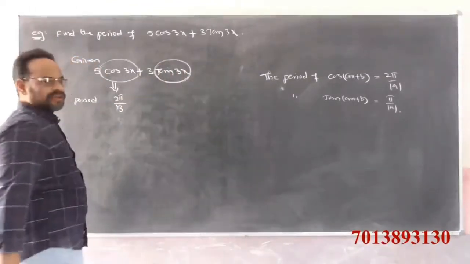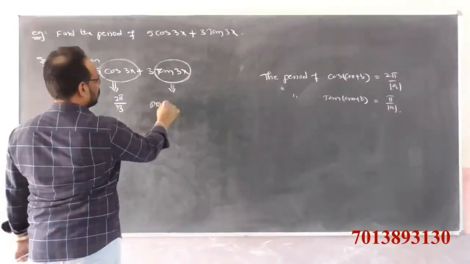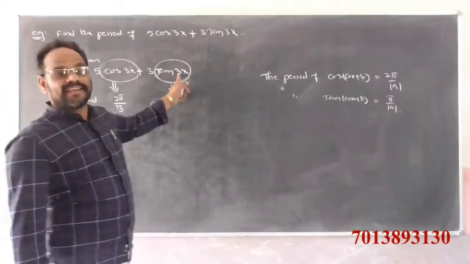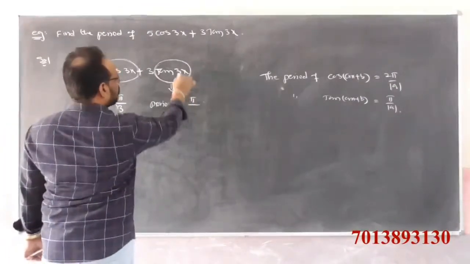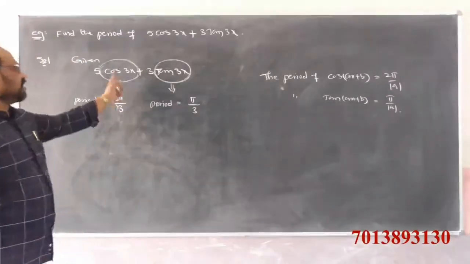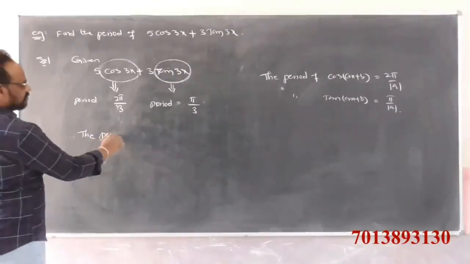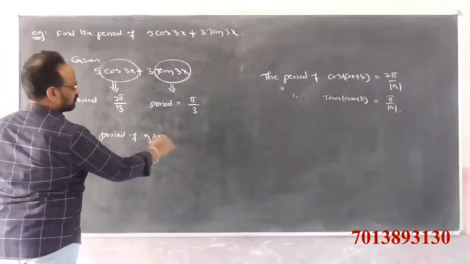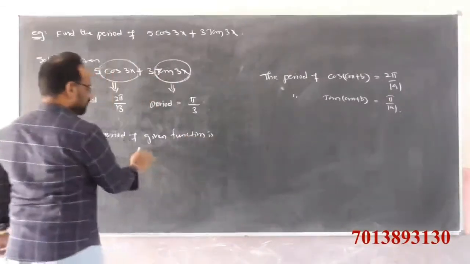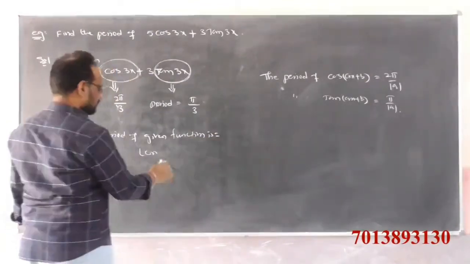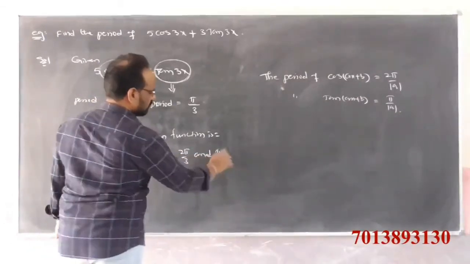Here also, we don't want the 3 value, we want the tan 3x value. So what is the period of tan 3x? Clearly, tan ax is pi by mod a, so the period is pi by 3. Therefore, the period of the given function is the LCM of 2 pi by 3 and pi by 3.